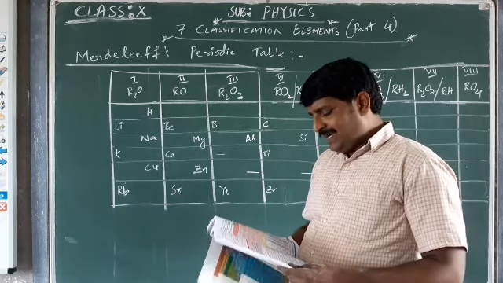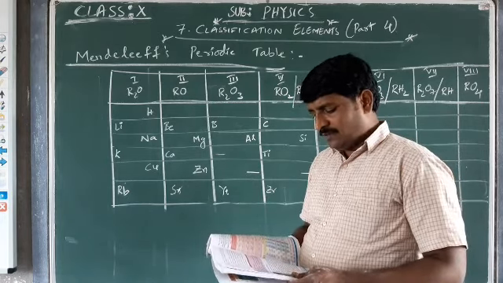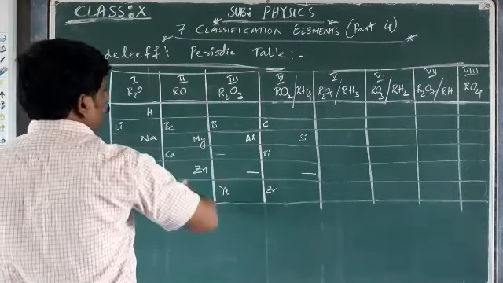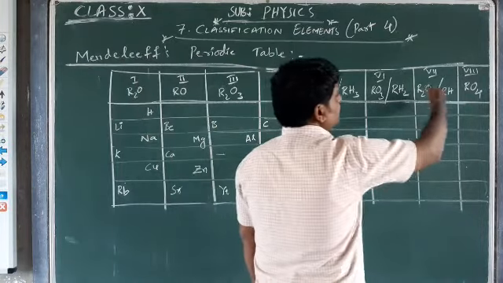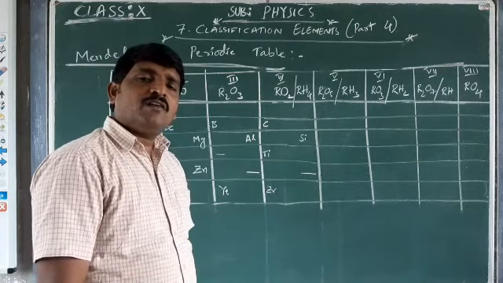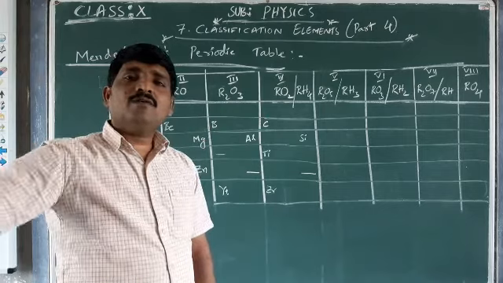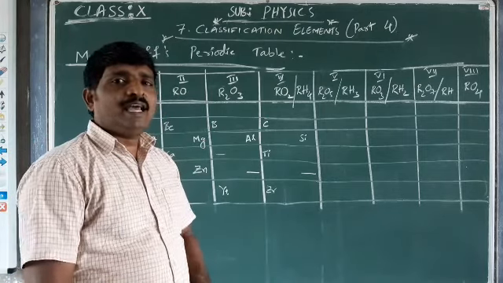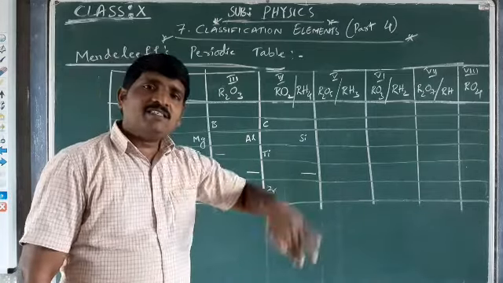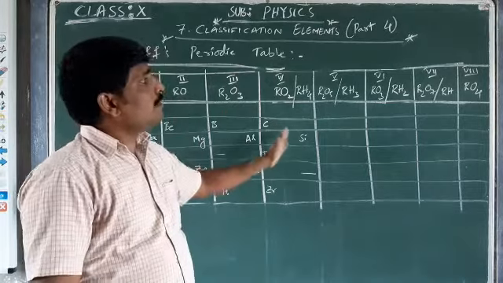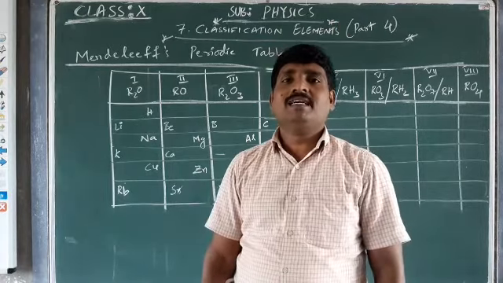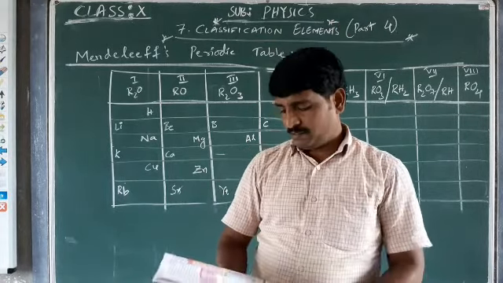See, he divided the chart into 8 vertical columns known as groups. 1, 2, 3, 4, 5, 6, 7, 8, eight vertical columns. In our previous discussion of Newlands' law of octaves, Newlands considered horizontal rows as groups where all the elements present have similar properties, whereas Mendeleev took it another way. He took the vertical columns as groups.